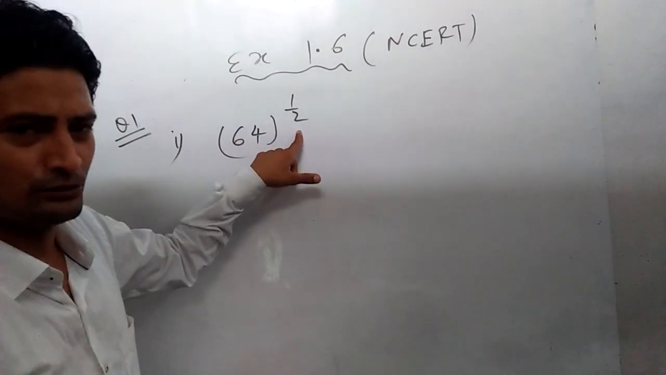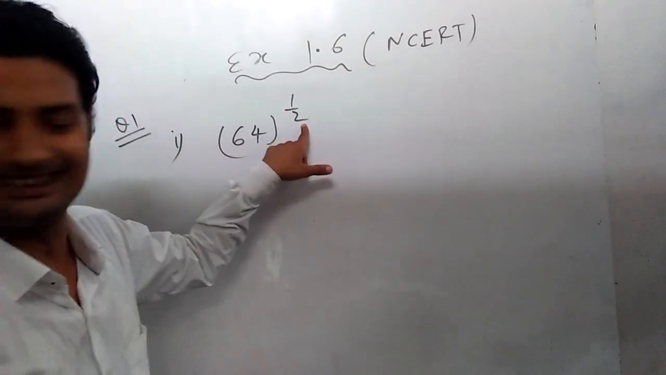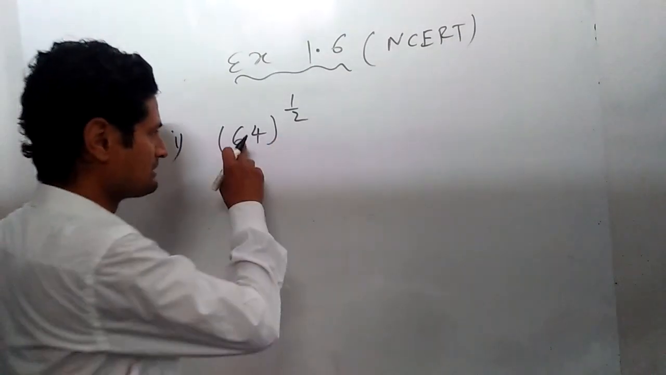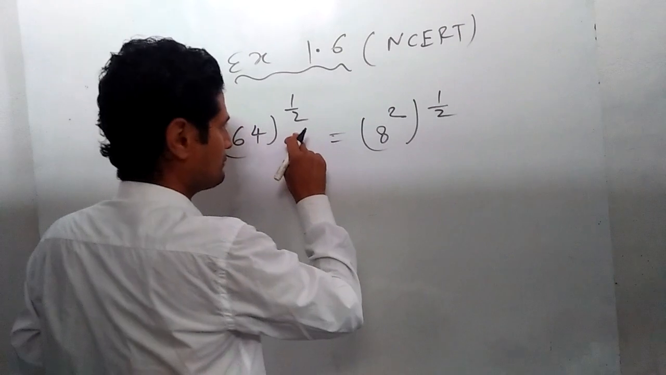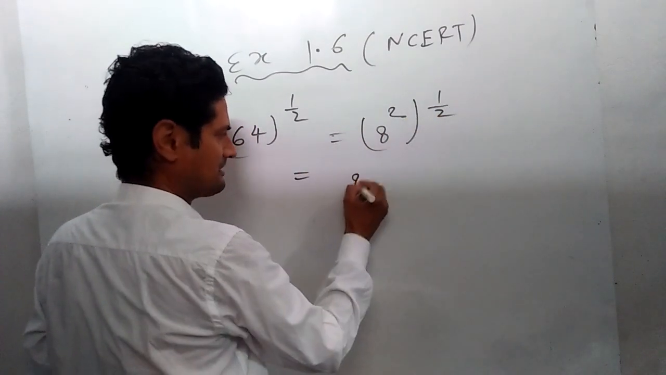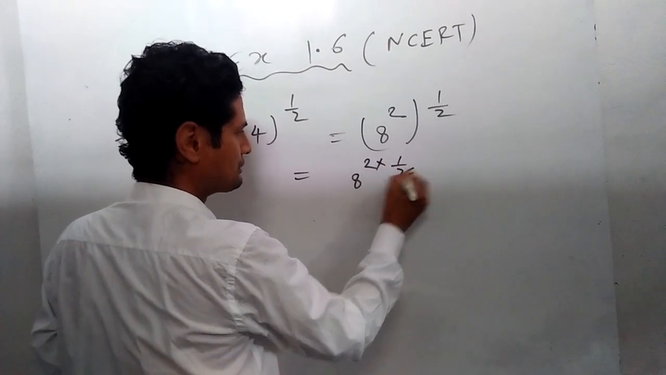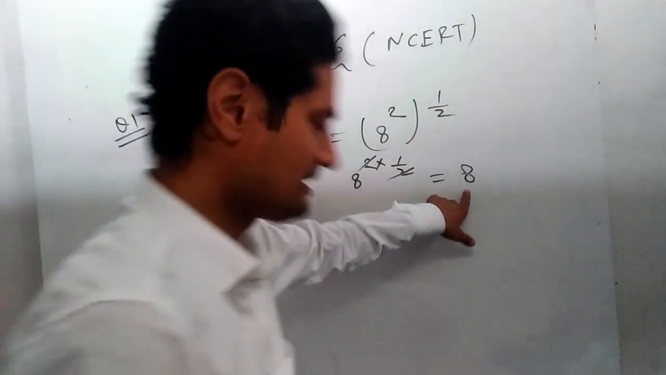64 to the power 1 by 2. Think of such a number whose power is 2, because here the denominator is 2. It means we can write it as 8 squared, to the power 1 by 2. Now, power to the power means the powers will be multiplied: 8 to the power 2 into 1 by 2. The 2 cancels. Only 8.